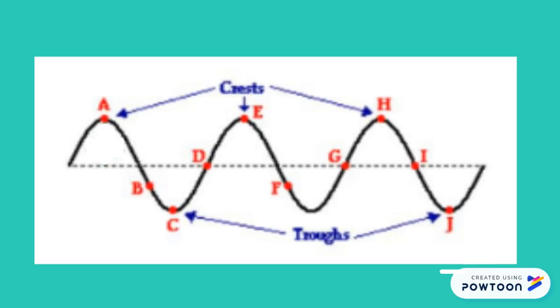Points A, E, and H on the diagram are called crests. A crest is a high point on a wave. C and J on the diagram are troughs or low points on the wave.